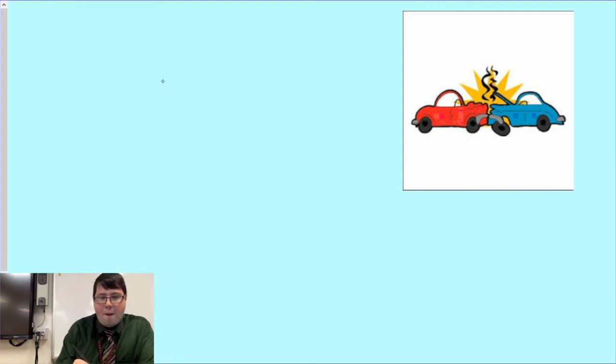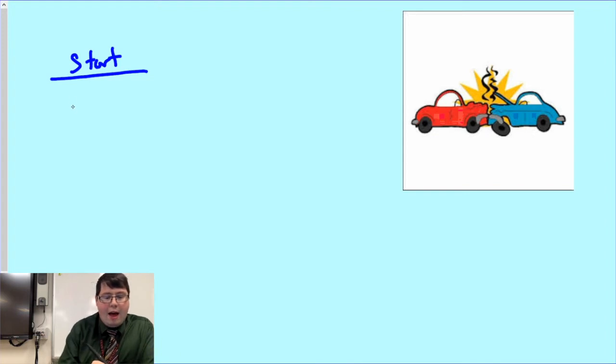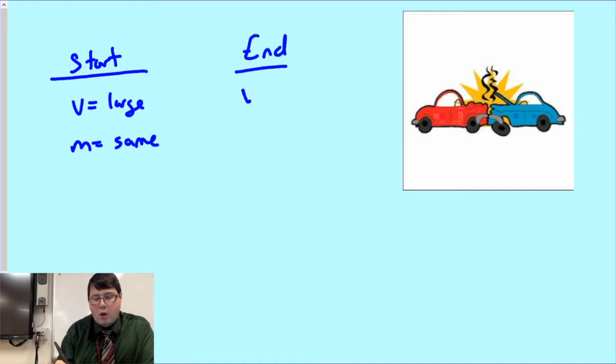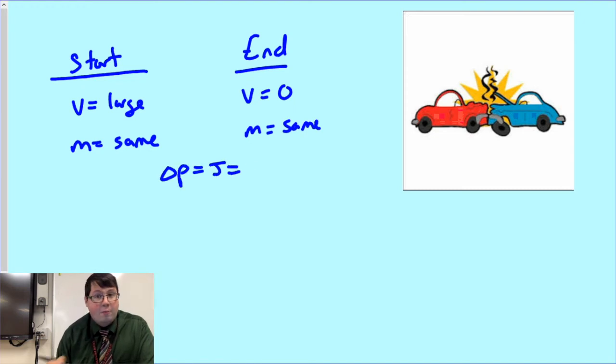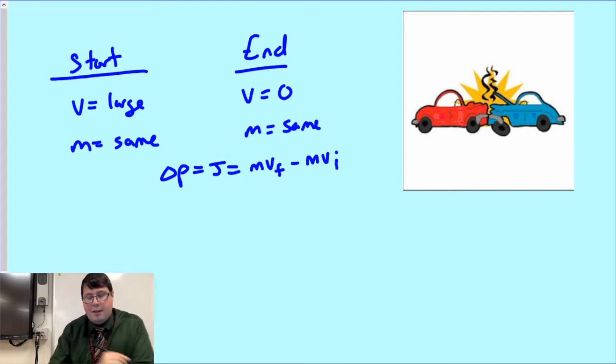Consider this. If you're thinking about a car crash, you have a lot of momentum to start off with. So at the start of a car crash, before you've actually crashed, you have a velocity that is large and the mass is the same. When you end your car crash, you have a velocity that is 0 and your mass is still the same as it was before. And so there's a change in momentum. You could calculate it by just knowing that change in momentum is my impulse, and that's the final minus the initial. So it'd be m times v final minus m v initial.